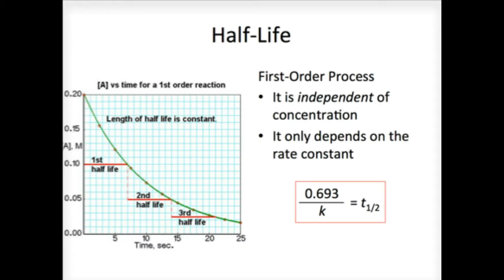And so what happens is we end up with a very interesting difference between first, second, and zero order reactions when we look at their graphs. So on a first order reaction, notice that my first half-life, my second half-life, my third half-life, they're exactly the same. It's constant. And so what we discover with first order reactions is the half-life is independent of the concentration.